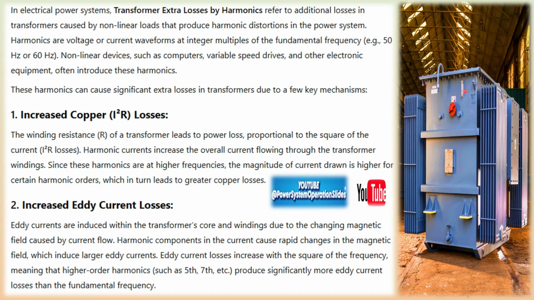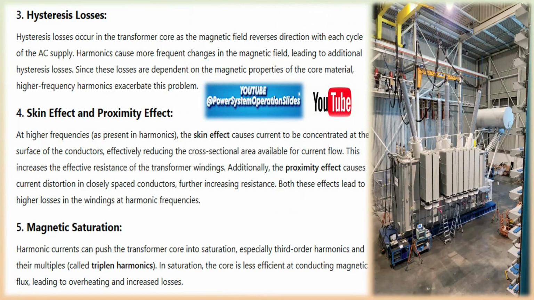Magnetic saturation. Harmonic currents can push the transformer core into saturation, especially third-order harmonics and their multiples called triplen harmonics. In saturation, the core is less efficient at conducting magnetic flux, leading to overheating and increased losses.